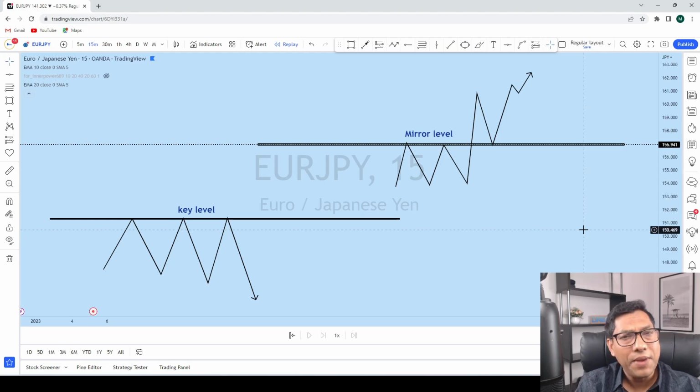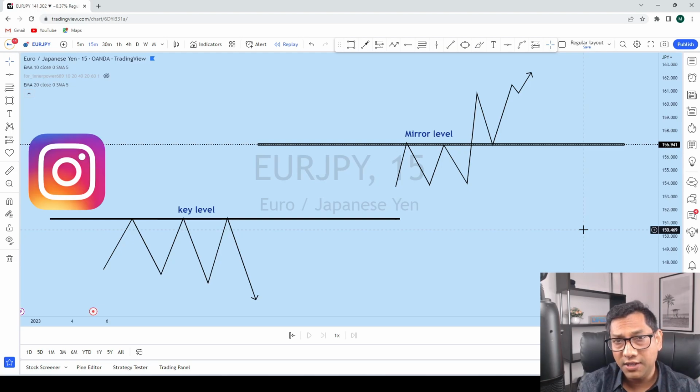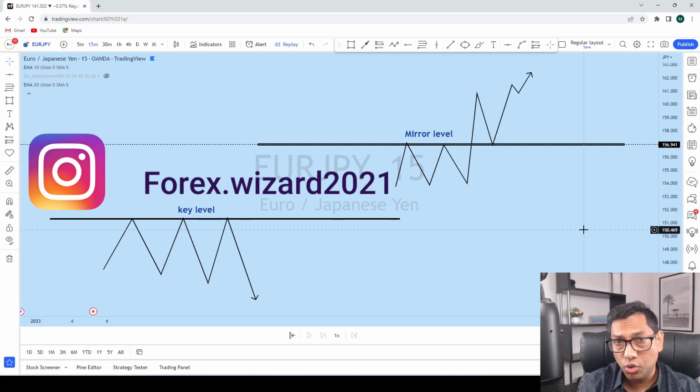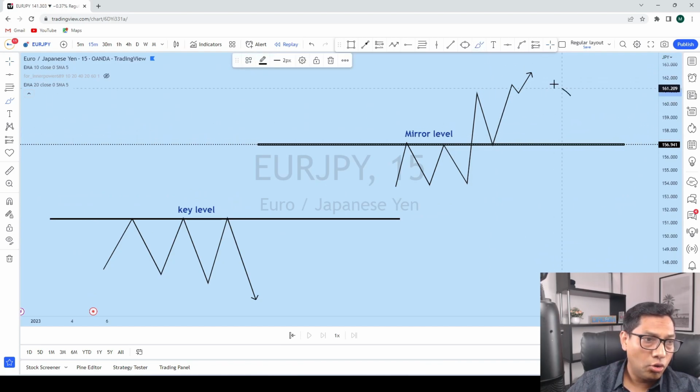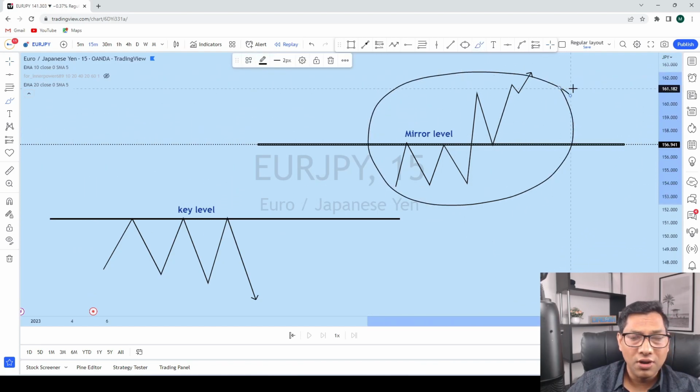Okay guys and girls, before I jump onto the real chart, let me explain the concept behind this scalping zone 2, where you can find incredibly profitable scalping trades. Now first of all, look at this one here. This strategy, this scalping zone 2, is based on what we call a mirror level.